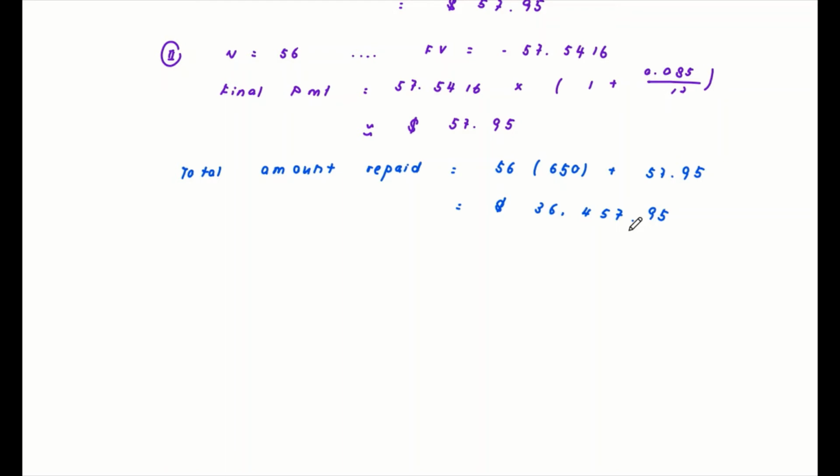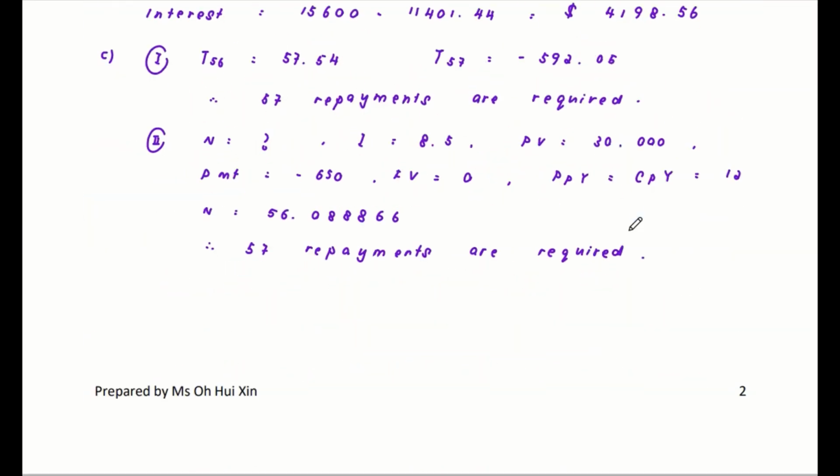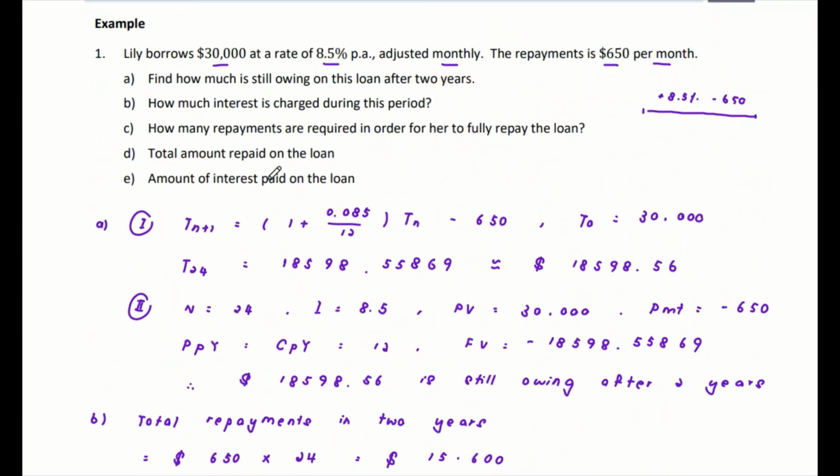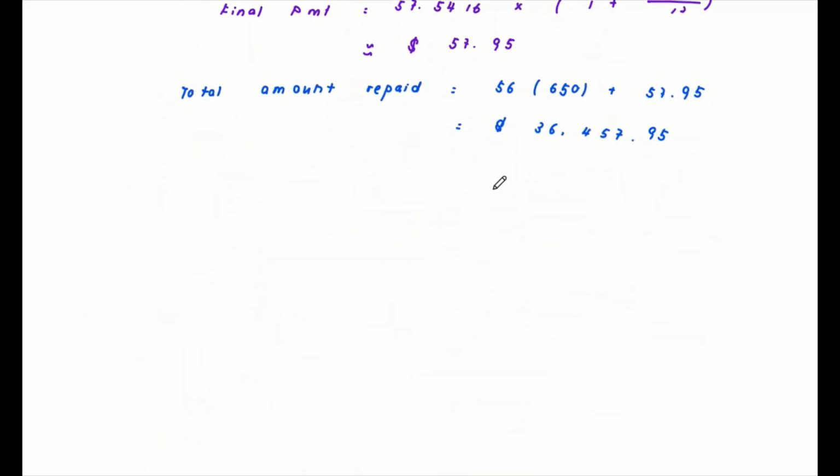All right, so that's the part for D. I hope that you can understand. And now we move forward to part E, the amount of interest paid on the loan. So I think this one is quite obvious lah. So you can just use the total amount of money that you pay.